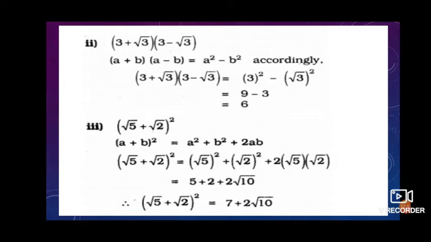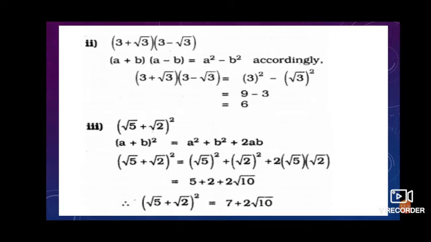Next, (root 5 plus root 2) whole square. Here you can see the formula or identity. Which identity? (a plus b) whole square. What is the formula? a square plus b square plus 2ab. Here a is root 5 and b is root 2. So apply: a square means root 5 whole square, plus b square, root 2 whole square, plus 2 a root 5, b root 2. Now root 5 whole square, the square and root will get cancelled. We will get 5.